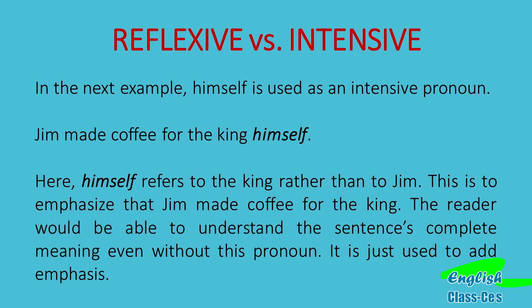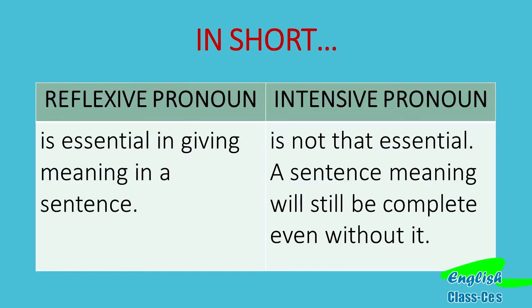Here, himself refers to the king rather than to Jim. This is to emphasize that Jim made coffee for the king. The reader would be able to understand the sentence's complete meaning even without this pronoun. It is just used to add emphasis. In short, a reflexive pronoun is essential in giving meaning in a sentence, while an intensive pronoun is not that essential. A sentence's meaning will still be complete even without it.